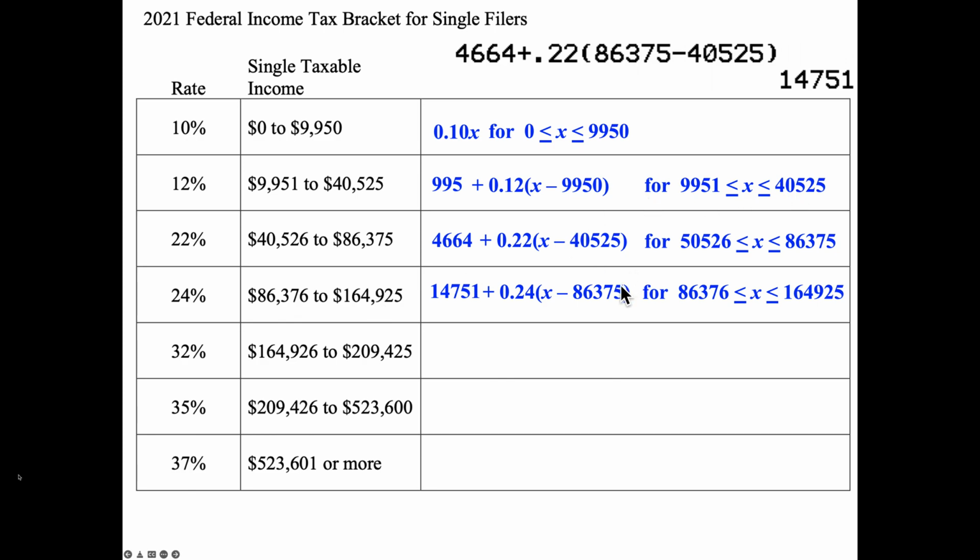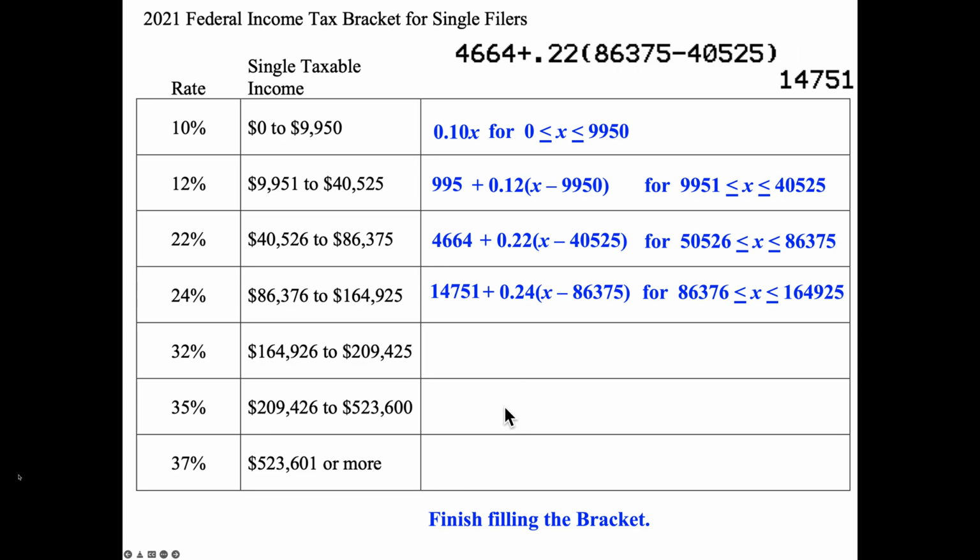Okay, I want you to do this on your own. I want you to do the next three lines on your own. Get your calculator warmed up. Go ahead. What you can do, pause the video, and then when you come back, we'll see if you got the three lines right.